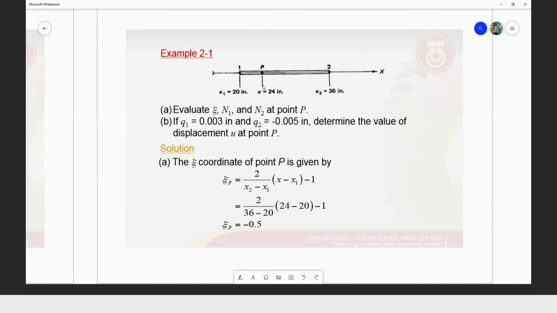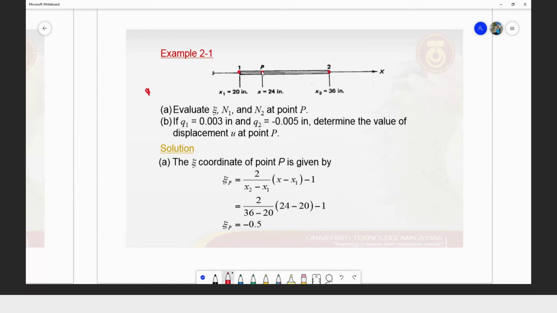And then we know the coordinates of each of nodal points. Let's say from the datum, nodes number 1 is located 20 inch from the datum. So datum kita mungkin somewhere dekat sini. And then nodes number 2 36 inch from the datum. Then from there, we can evaluate what is the value of z, N1 and N2 at point P. So let's say this is the point of interest.